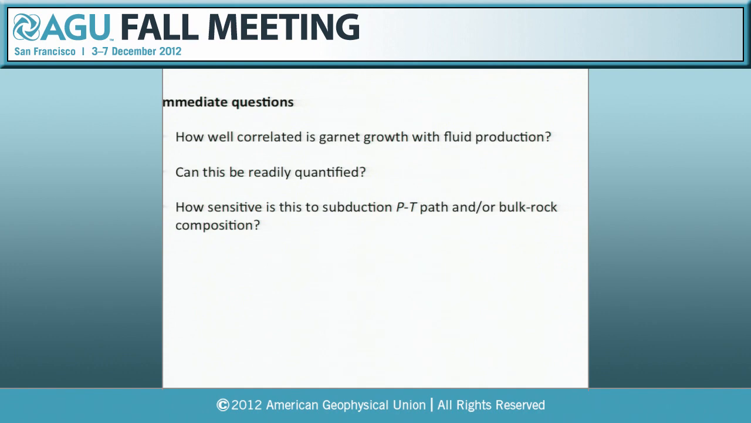And so the very simple questions that I want to ask today are, how well correlated is garnet growth with fluid production? Or if I turn that question on its head, what proportion of the fluid that's produced during progressive subduction is correlated with garnet growth? Can we quantify this number readily? And if so, how sensitive is this to the specifics of the subduction PT path and the specifics of the rock that we're looking at?